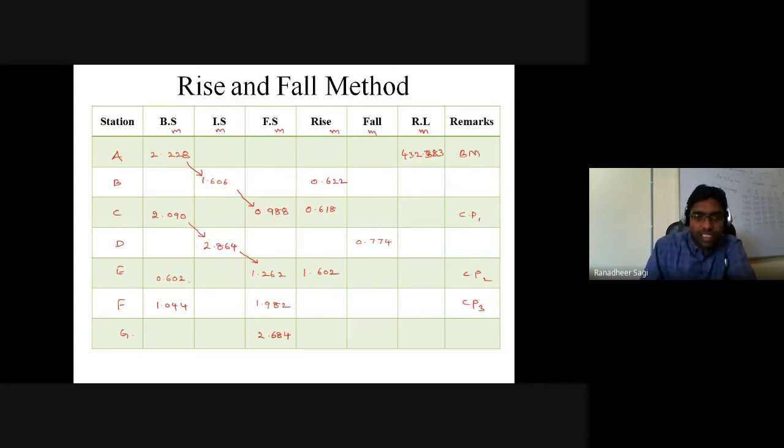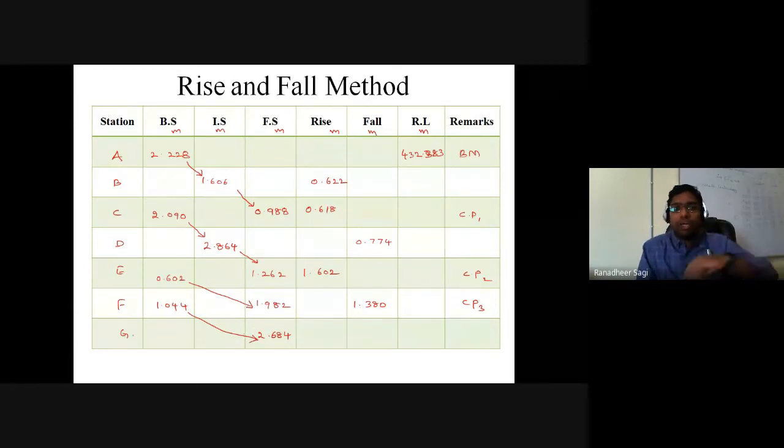Then go back to your backside, and next immediately I have got your foresight only. There is no other intermediate side. The difference between 0.602 minus 1.982 is minus, so it is under fall: 1.38. Next, subsequently, once again I have a shift in instrument station.